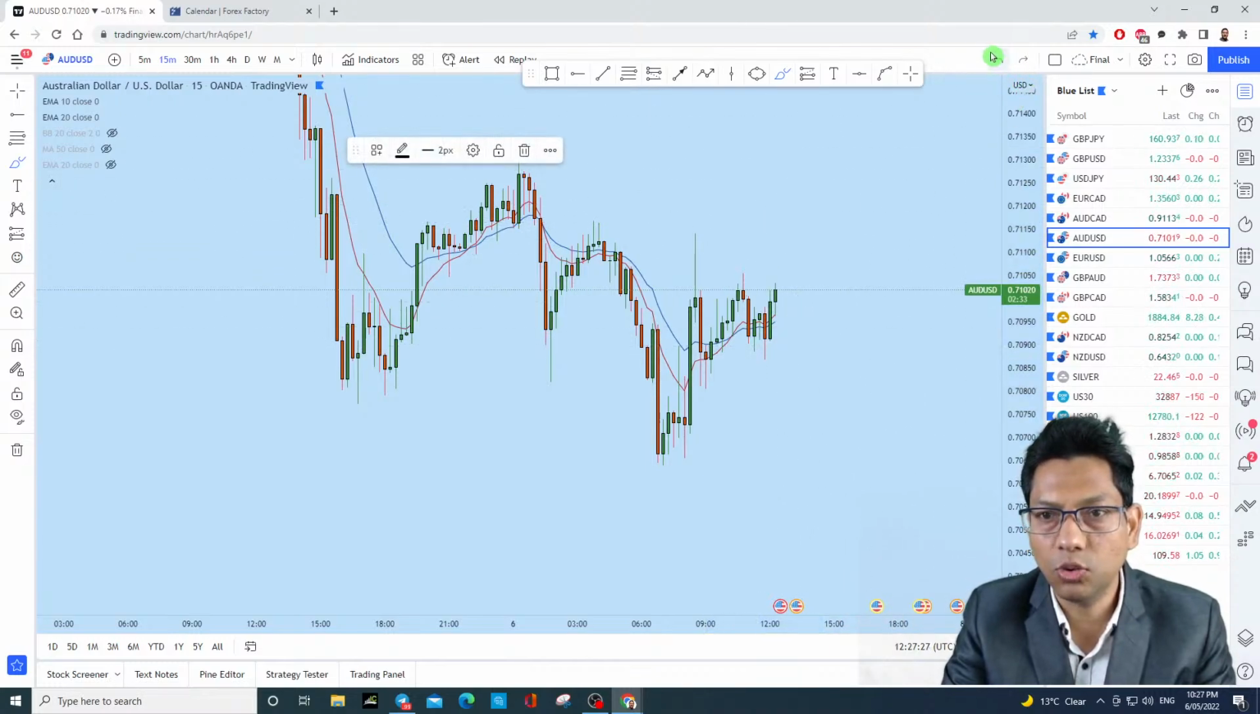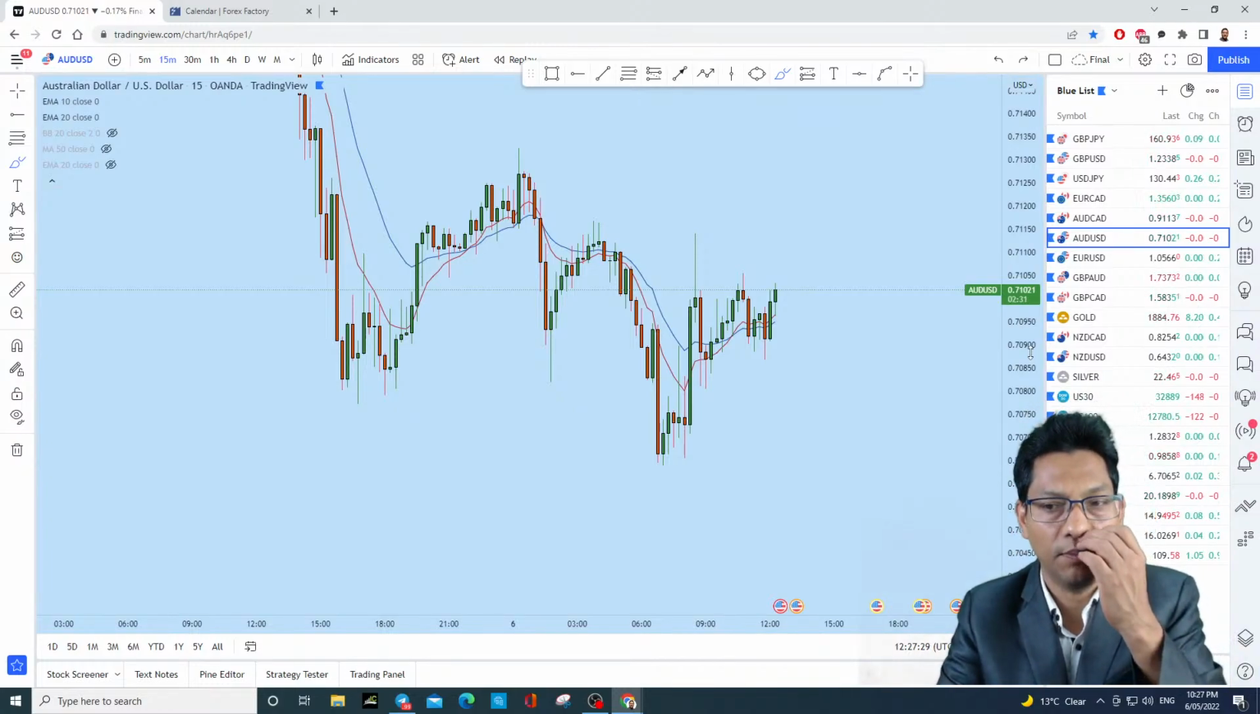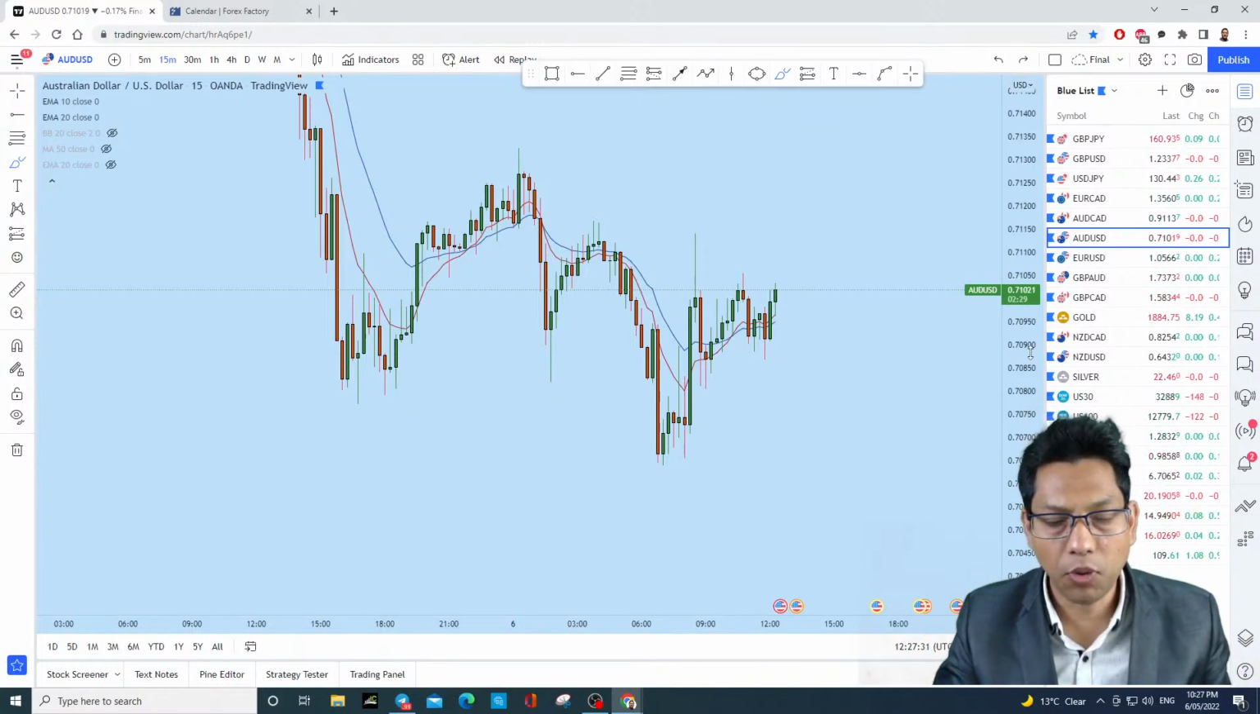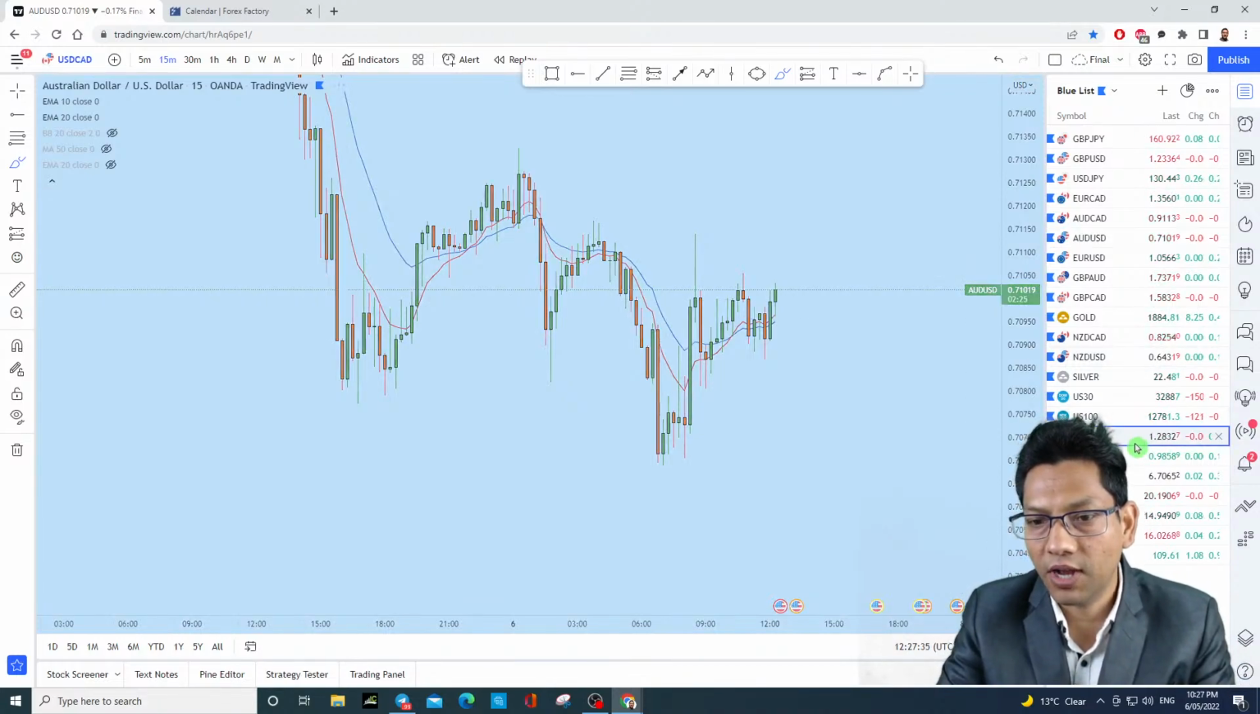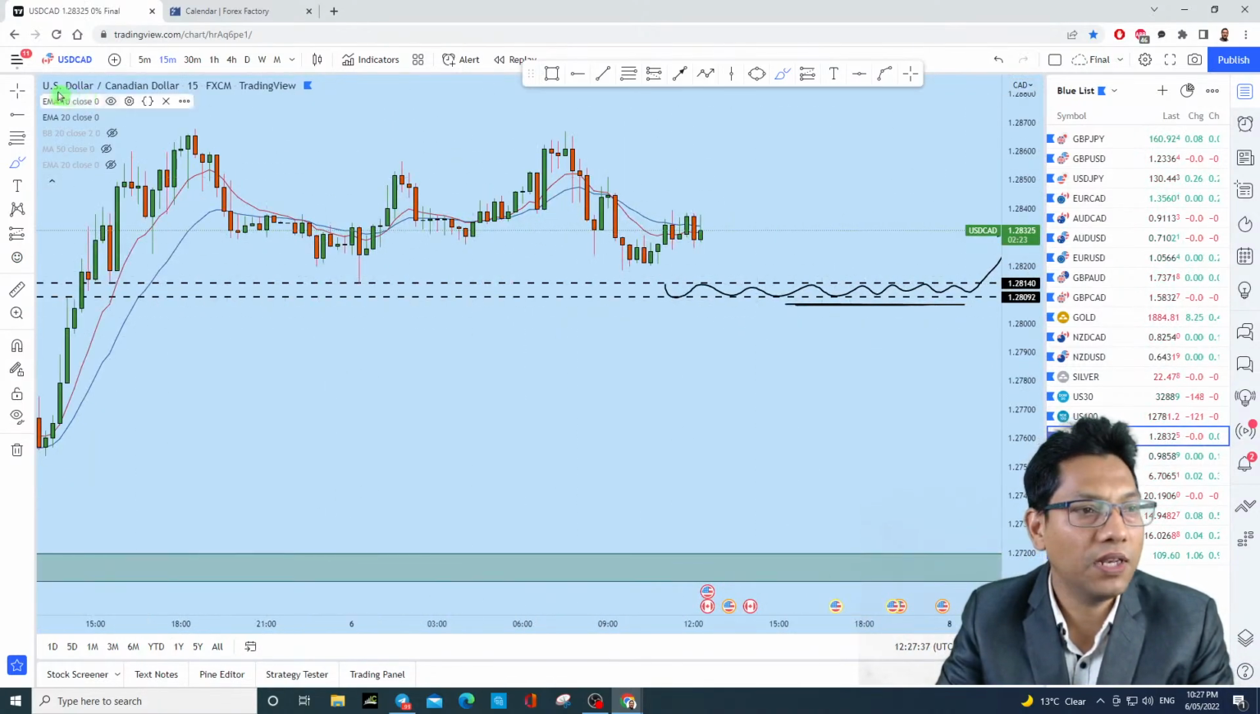Okay, so let's see, we'll take only one USD trade because we don't want to double up a couple of USD trades and mess up in trading. Rather, we will be sticking. This is the 15 minutes time frame.